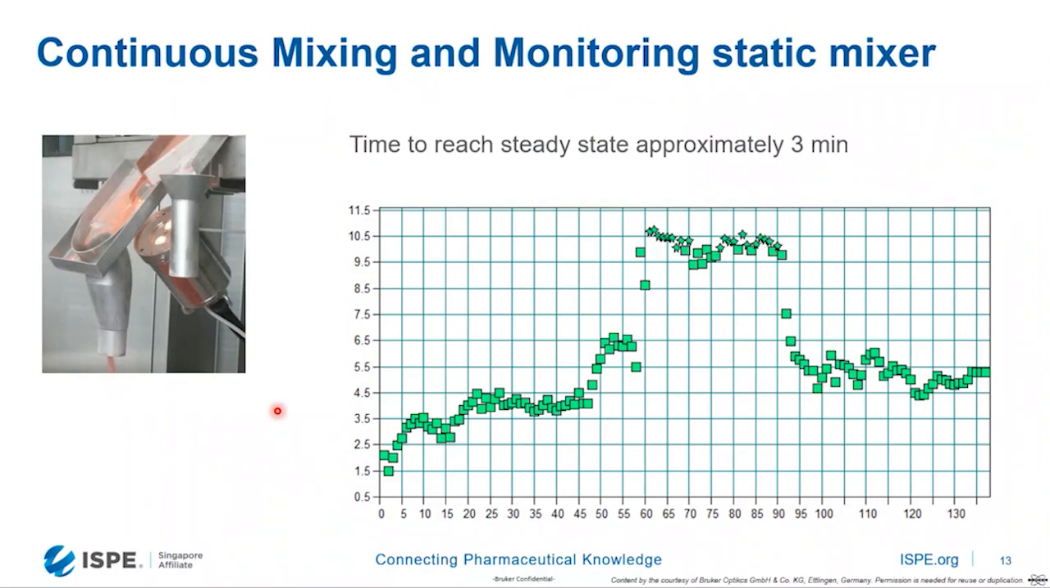This is the installation of our non-contact probe, where you have the sample coming down here, and we measure every 2 or 3 seconds. And we are using a certain index to identify, and we found that after a certain time, which is only 3 minutes, we can stop the mixing.